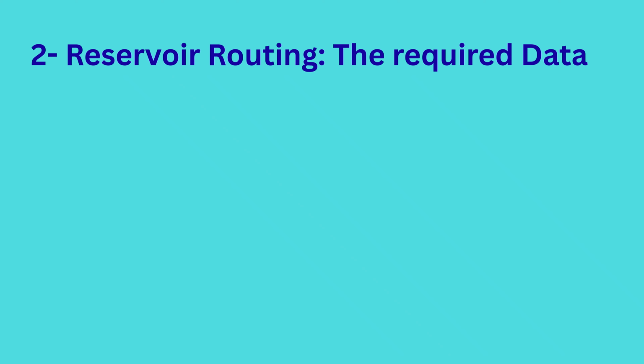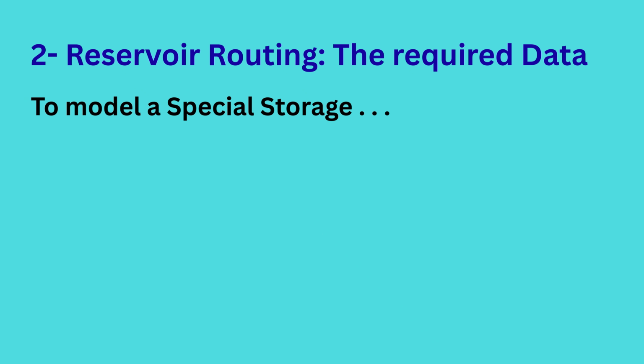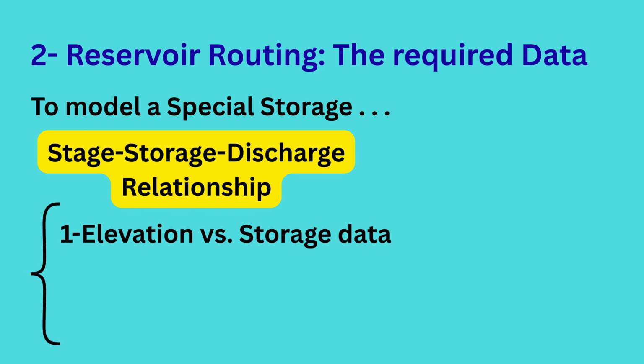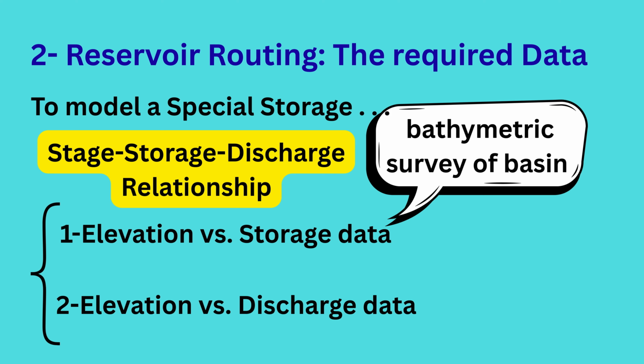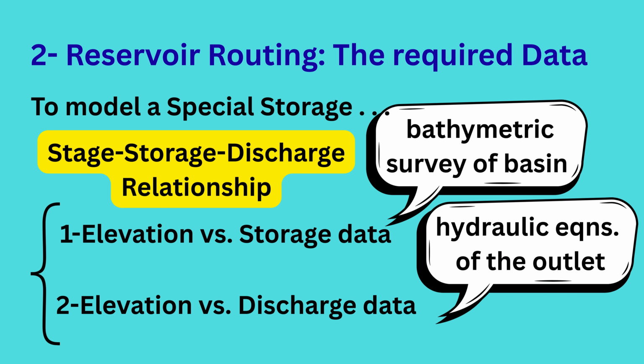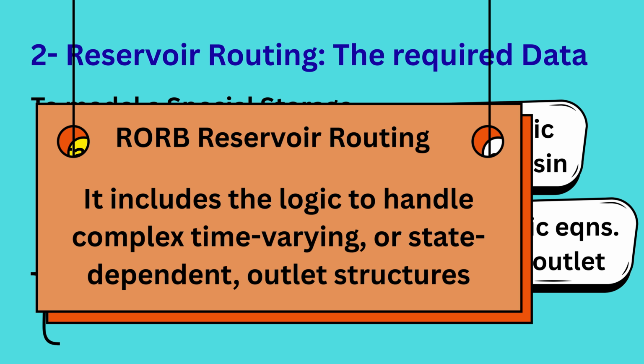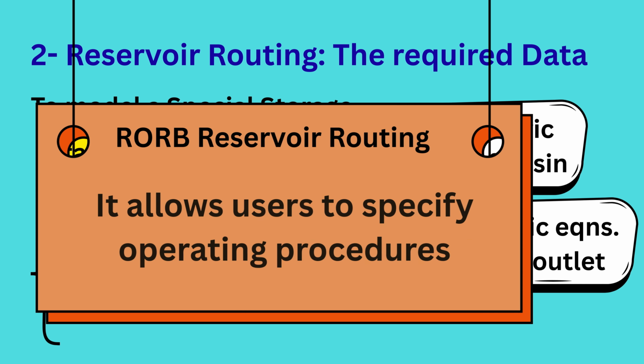To model a special storage in RORB, the user must define a stage-storage-discharge relationship. This is provided by elevation versus storage data, a table derived from the bathymetric survey of the basin, and elevation versus discharge data, a table derived from the hydraulic equations of the spillways, pipes, or weirs controlling the outlet. RORB's implementation of reservoir routing includes logic to handle complex time-varying or state-dependent outlet structures such as gated spillways. This allows the user to specify operating procedures for the dams or retarding basins.